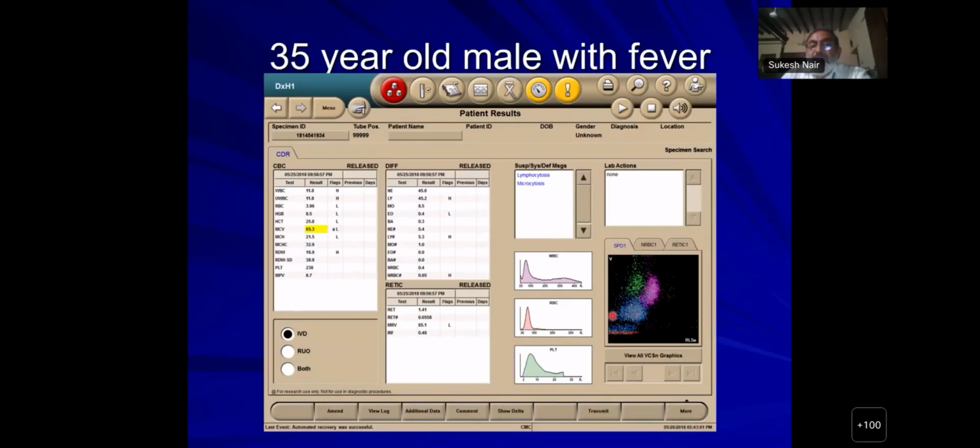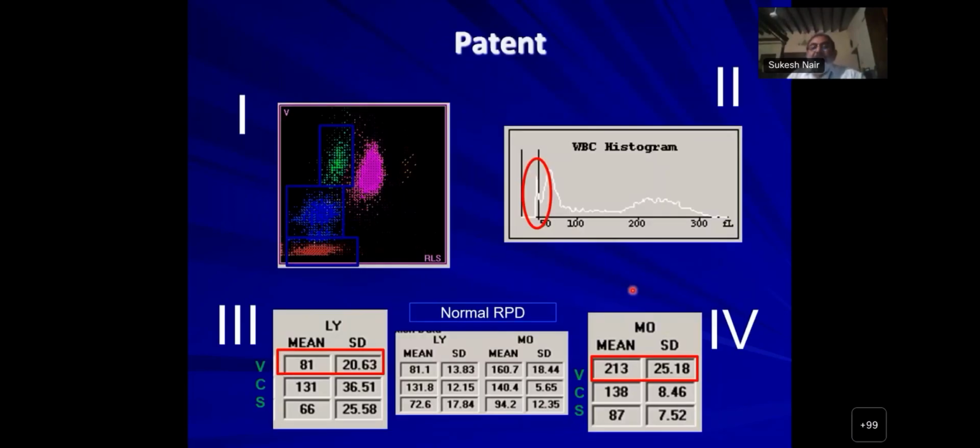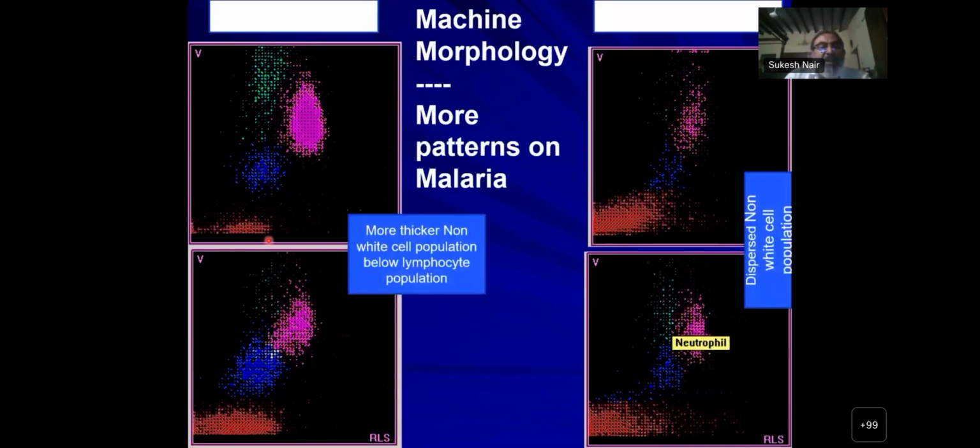The lymphocyte distribution increases. The monocyte distribution increases because of the hemozoin pigment. It is a patent that has been awarded for the diagnosis of malaria. When all four of them happen together, it is malaria. And when the population of non-lysed red cells is below the lymphocytes, it's vivax. And if it's closer to the y-axis, it is falciparum.